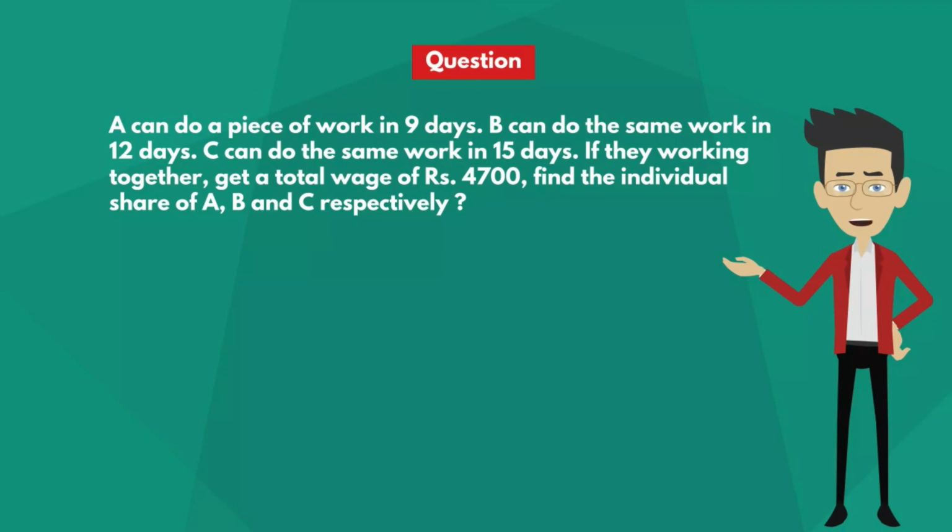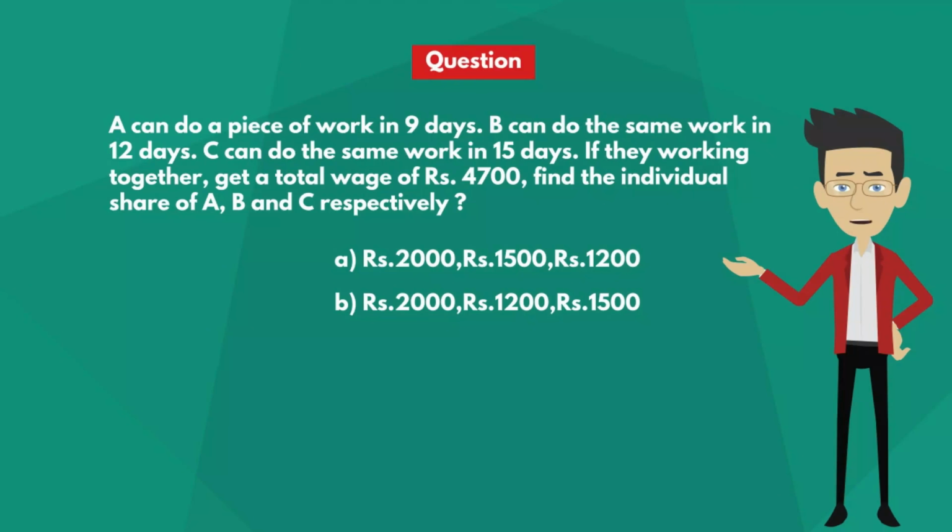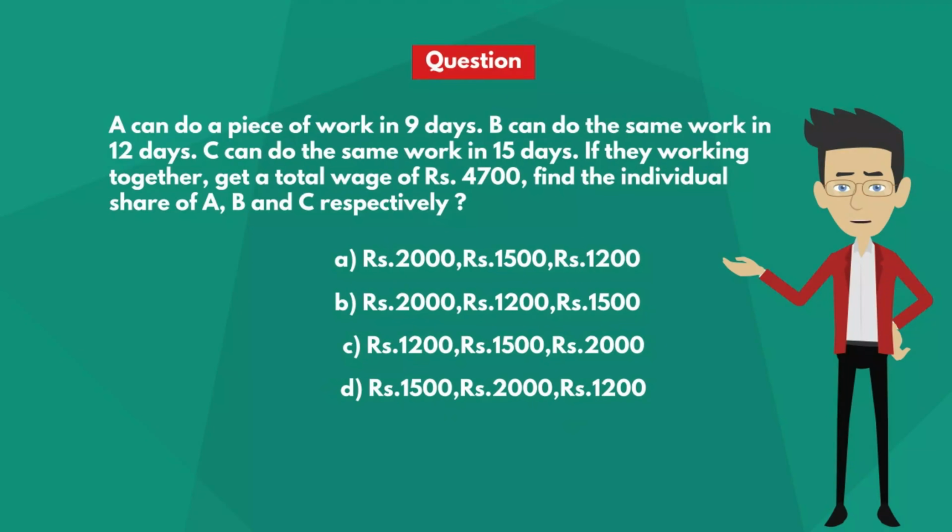Options are: Option A, 2,000 rupees, 1,500 rupees, 1,200 rupees. Option B, 2,000 rupees, 1,200 rupees, 1,500 rupees. Option C, 1,200 rupees, 1,500 rupees, 2,000 rupees. Option D, 1,500 rupees, 2,000 rupees, 1,200 rupees. And option E, 2,000 rupees, 1,000 rupees, 1,700 rupees.